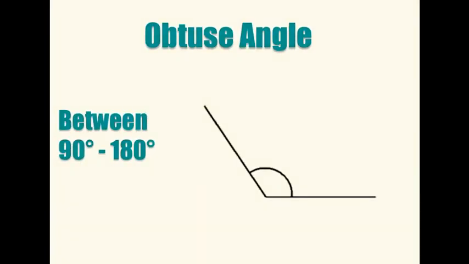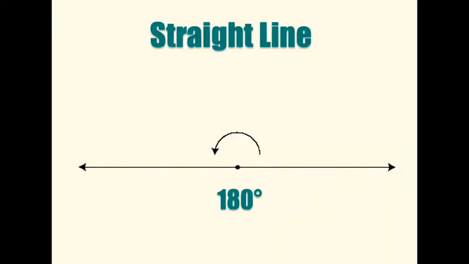The next angle we're looking at is an obtuse angle. Now, obtuse angles are between 90 and 180 degrees. Okay, so it means they're bigger than a right angle, but they're less than a straight line, because as you can see, we know a straight line is 180 degrees.